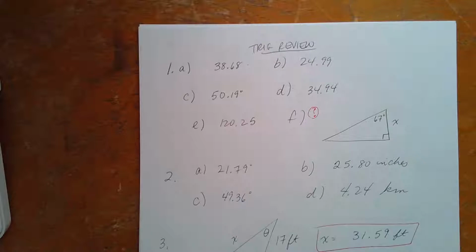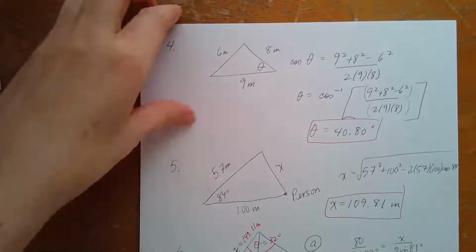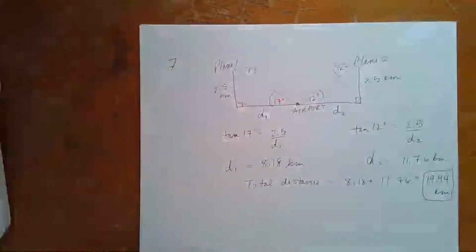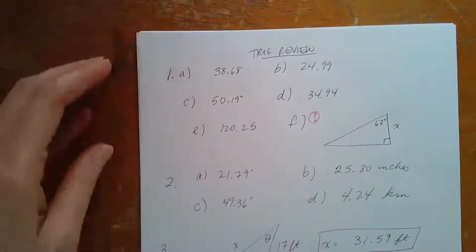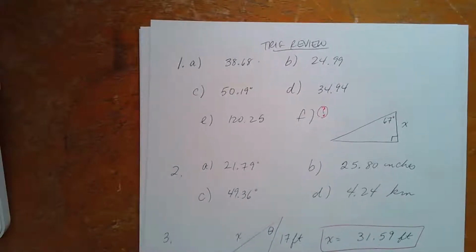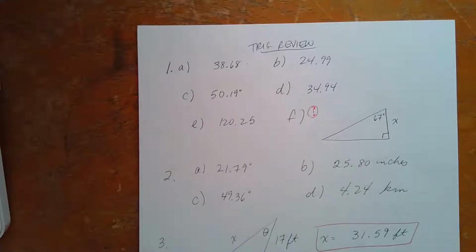I'll just wait a few minutes and see if you have any questions on the review. There was one question that didn't give us enough information. I believe I just put a question mark on that one. Oh, I see, part F right here. They didn't give us enough info. If you can hop online while we're in class and open another screen, you could look at the trig review and ask me any questions. I can go over them again.